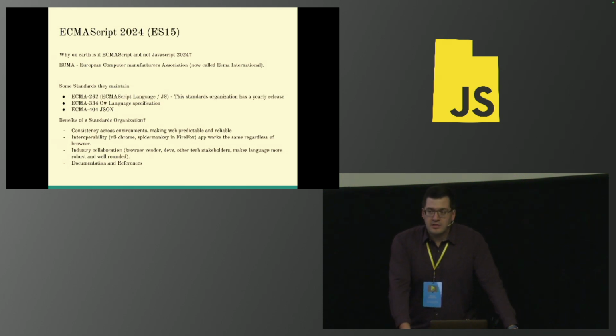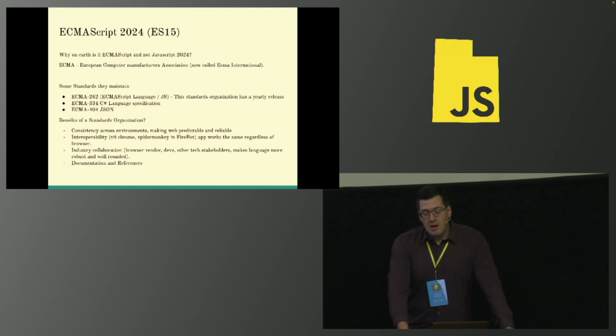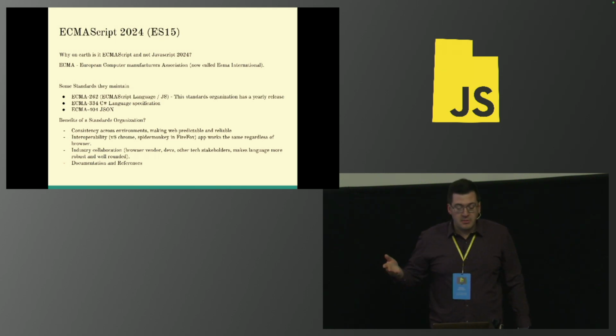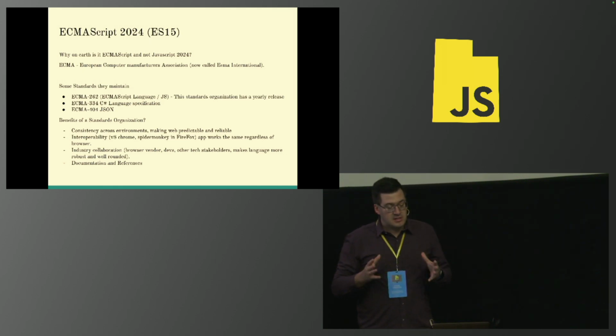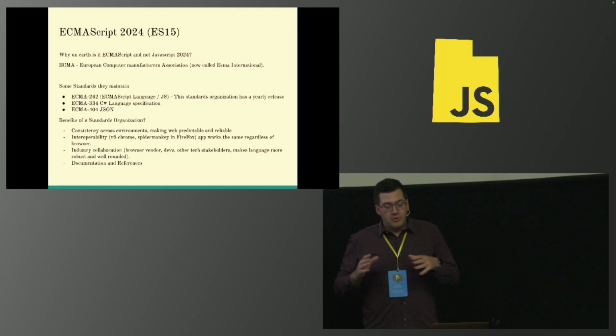So, you might ask yourself, well, why on earth do we even need this? What are the benefits of a standards organization? That's a great question, right? There's a whole bunch of goals that they have. I'm just going to highlight some of them. One of the things is you want consistency across different environments. And why do you want that? You want to make the web as predictable as possible.